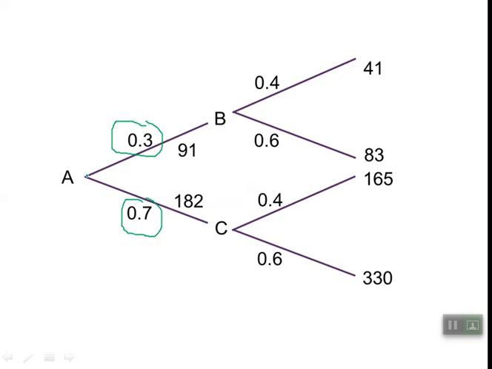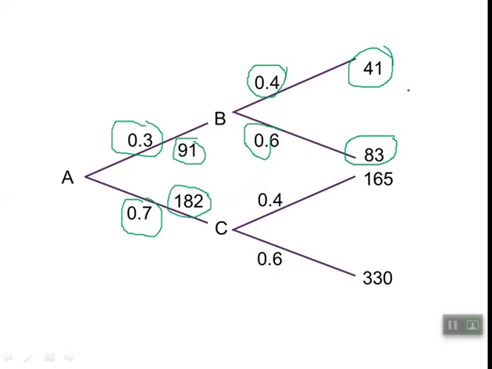If the probability is 0.3 in year 1, we said we got a cash flow of 91. And if the probability is 0.7 in year 1, our cash flow is 182. Now, if we continue, you go to B. If the probability is 0.3 in year 1, we have chances of having 0.4 in year 2, and 0.6 in year 2. So the probability of 0.4, the cash flow as we calculated will be 41. And if the probability is 0.6, our cash flow here will be 83.